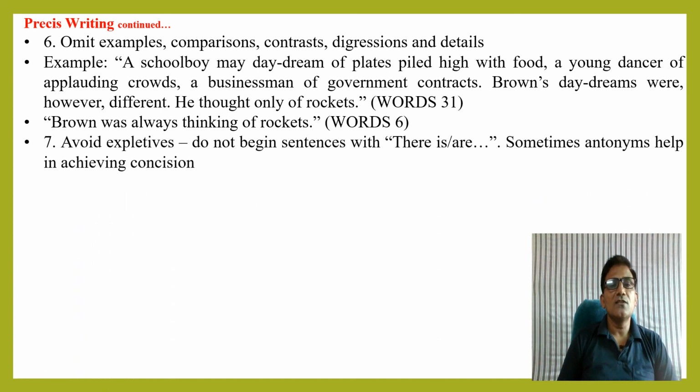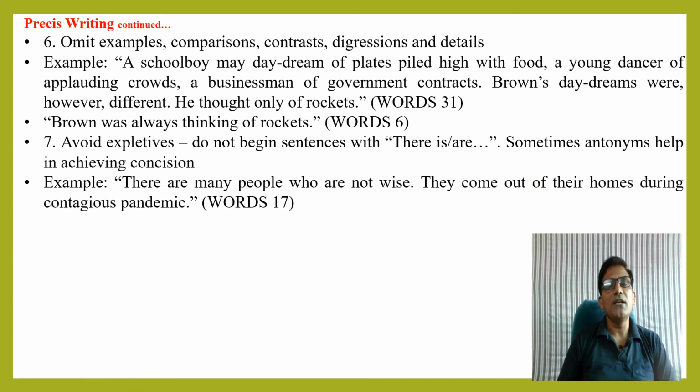So, the seventh tactic is to avoid expletives. Expletives means sometimes we use there is, there are, etc., which is a dummy subject in the beginning of a sentence. Do not begin sentences with there is, there are. Straight away, go for the subject. Sometimes antonyms can help even in achieving precision or concision. Example is, there are many people who are not wise. Look at this sentence which begins with there are many people who are not wise. Not wise, what are they? They are fools. They come out of their homes during contagious pandemic, corona, corona kaal mein.